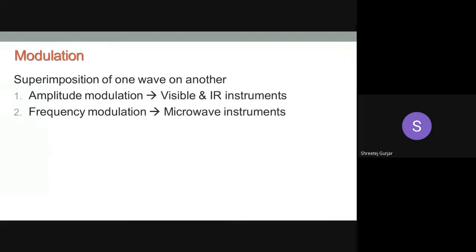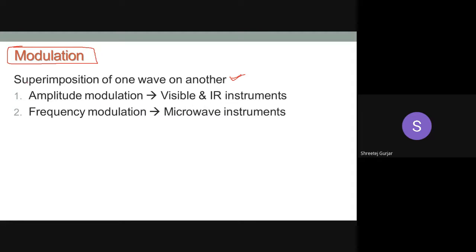So coming to modulation, which is used in electronic distance measuring instruments. What is meant by modulation? Modulation is nothing but superimposition of one wave on another, meaning we mix two different waves with each other, and that particular mixture of waves we use in the electronic distance measuring instrument. So modulation is superimposition of two or more waves on each other.